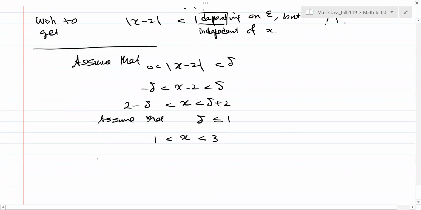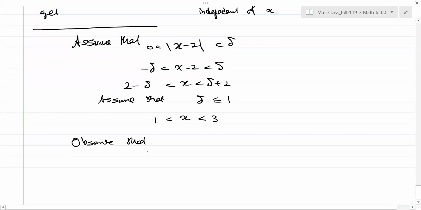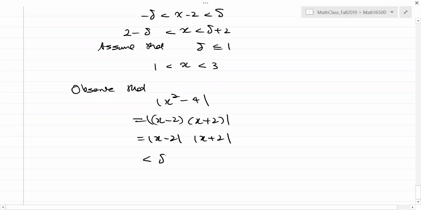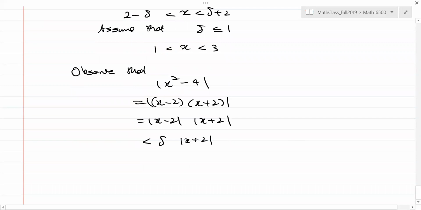All right, then let's look at absolute x squared minus 4. Our goal is to choose delta so that this is smaller than epsilon. You cannot just say less than epsilon because we don't know. So it's going to be absolute x minus 2 times absolute x plus 2. But absolute x minus 2, I know it's going to be less than delta. Great. But I still have to get rid of absolute x plus 2.